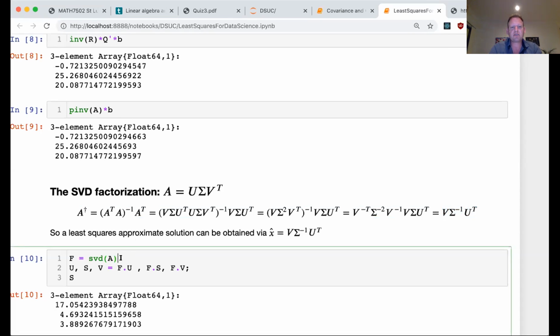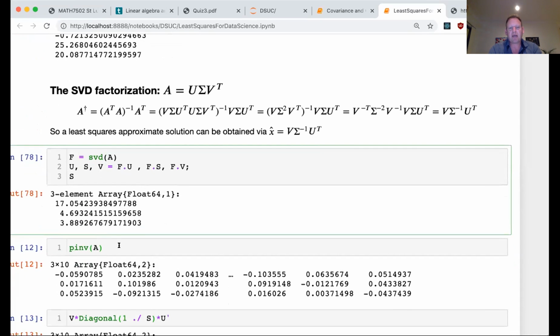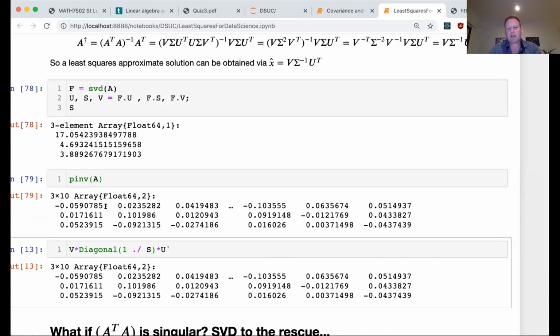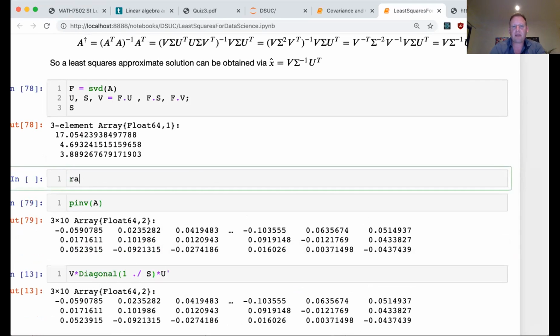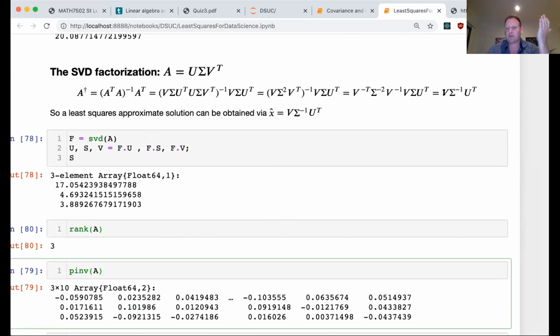Okay, so just to see this in action, let's do an SVD on this matrix A. A is the same one we had above. And I'm going to do the pseudo inverse on the matrix A. In this specific case, if I do the rank of A, I believe it's rank 3. So A has linearly independent columns. But let's still just see that this formula works.